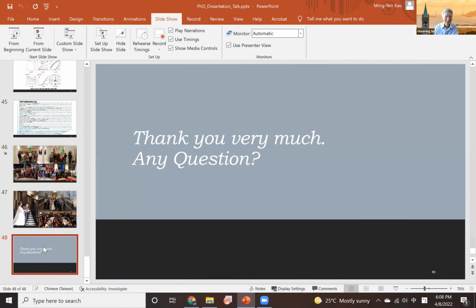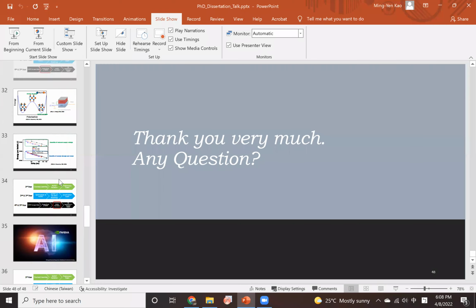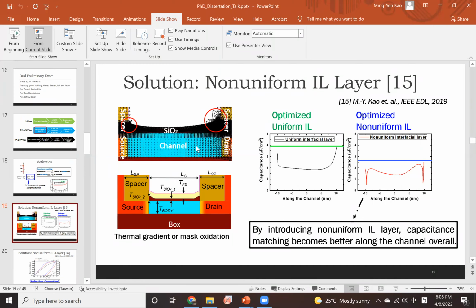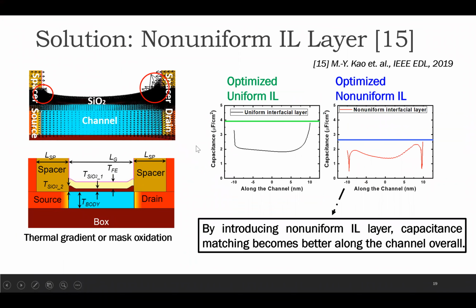Any other questions? Thank you, Dr. Ming-Yen, for the wonderful talk. I have a small question. When you're talking about the non-uniform IL layer, I was just wondering, are there any difficulties in the fabrication for such a design?